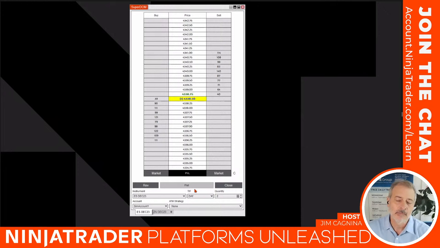Now, when you do this, remember, if your default is one, change it back to one. Don't forget to change it back to one. So I'm going to change it back to one. Those are market orders. That's how a market order works. So let's talk about the next type of order. Let's talk about a limit order.